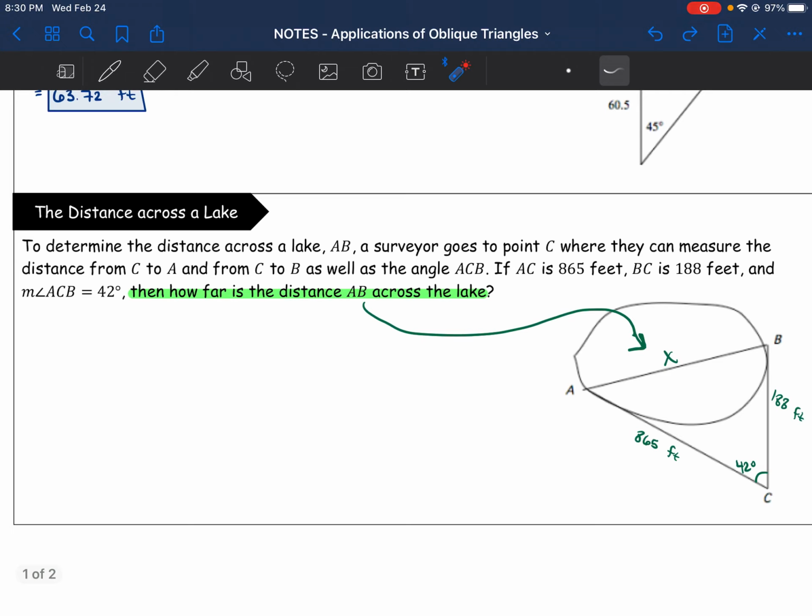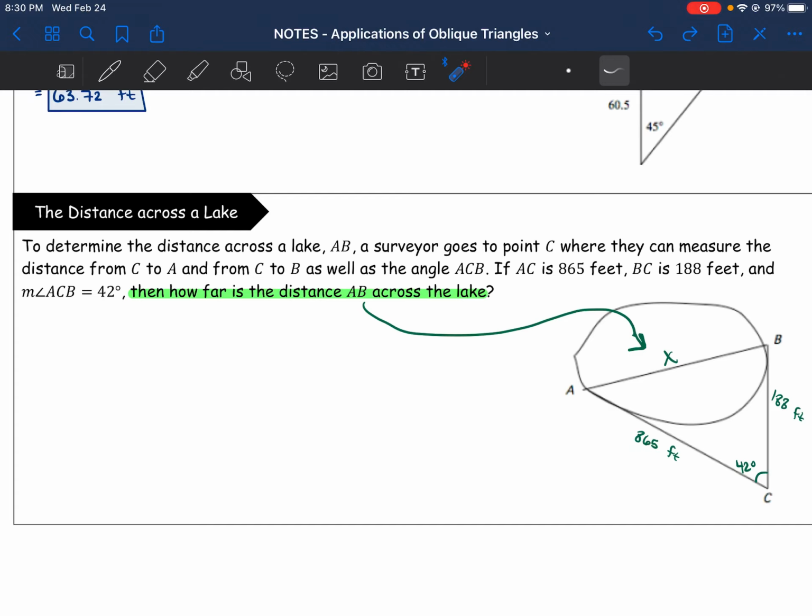Here in our second example, to determine the distance across a lake, AB, a surveyor goes to point C where they can measure the distance from C to A and from C to B, as well as the angle ACB. So this is what we're trying to find, this distance AB across the lake. This is that point C that the surveyor goes out to.